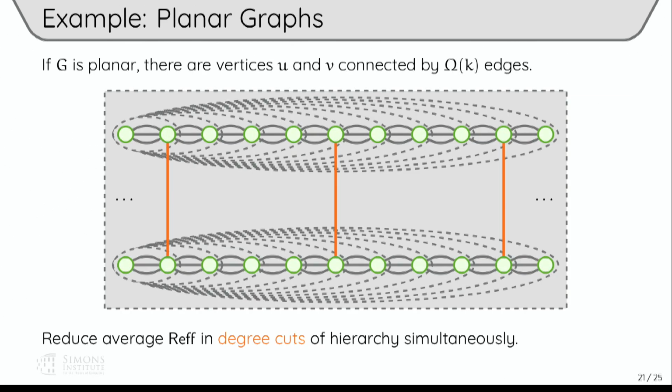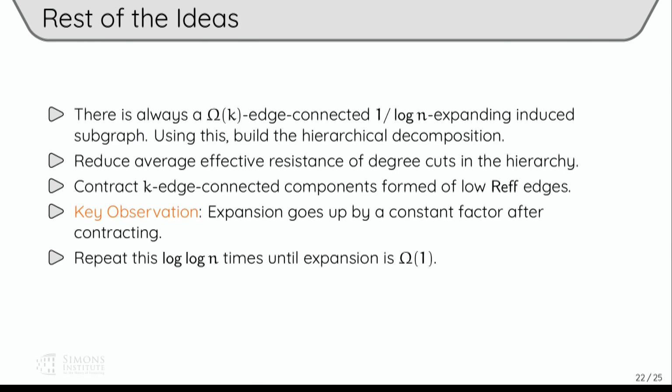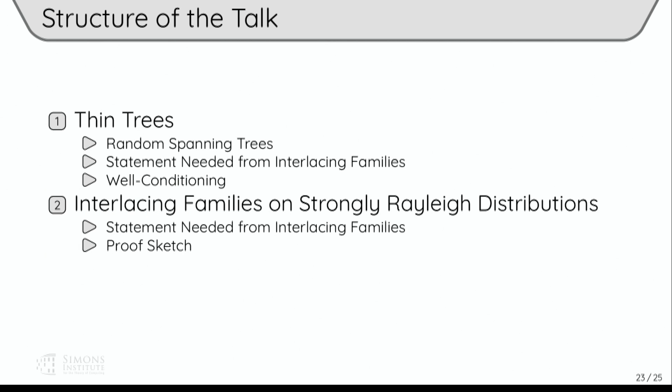So the end point is that you can find a hierarchical decomposition of your graph, and what you can make sure is that in this hierarchical decomposition, in every cut of the hierarchy, there exist at least omega of k edges whose effective resistance has been lowered. So now in each level of the hierarchy, you have a k-edge connected subgraph, and because you have a hierarchical decomposition, the entire thing becomes k-edge connected. So let me just skip this because I wanted to switch to the interlacing families part.